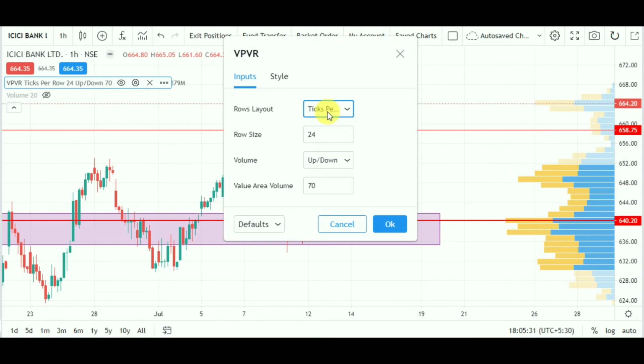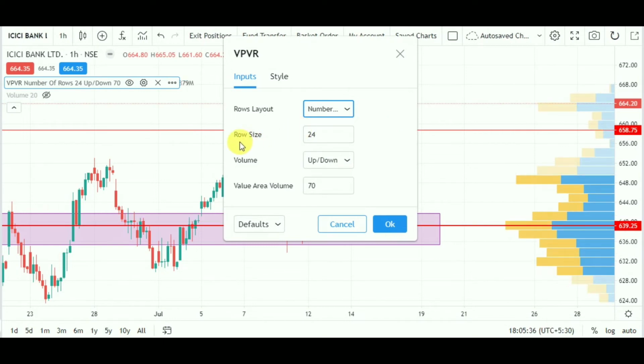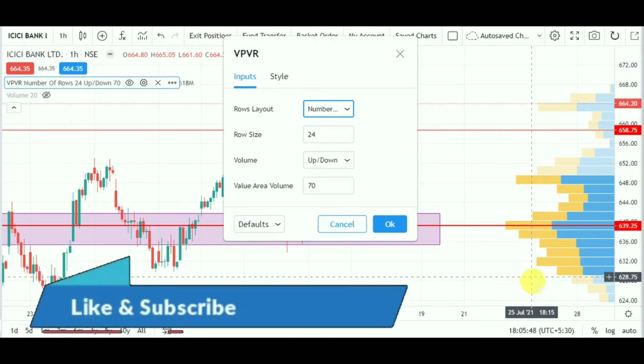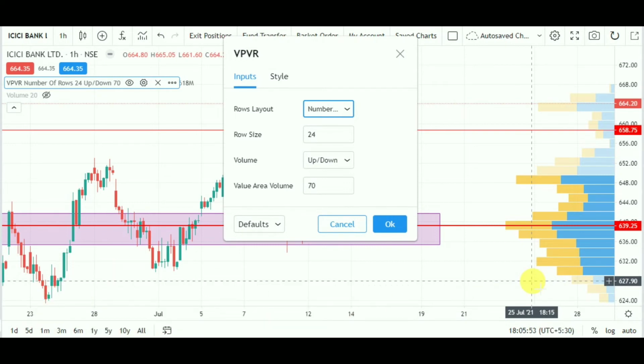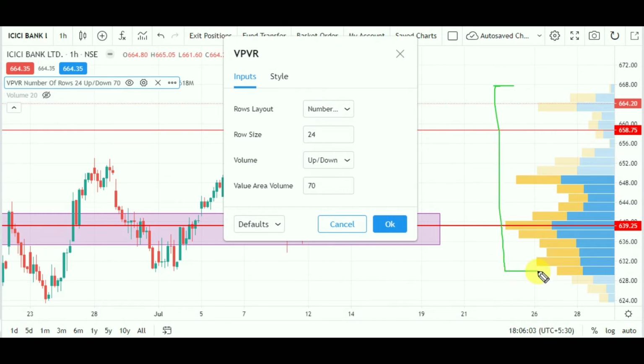The default option is number of rows. Next, row size. This is a subcomponent of the above option. You need to input a number here. The default option is 24. As an example, if the rows layout chosen is the number of rows and the row size is set to 24, a total of 24 horizontal volume bars would be displayed on the chart.